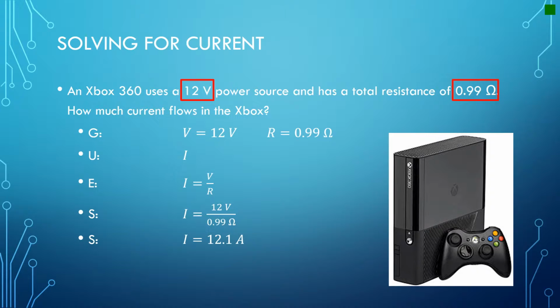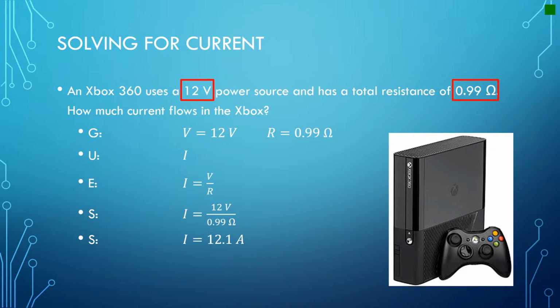For example, number one, we're solving for current. An Xbox 360 uses a 12-volt power source and has a total resistance of 0.99 ohms. How much current flows in the Xbox? As usual, let's start by finding our known information in the problem. It says we have 12 volts for the voltage and 0.99 ohms is the resistance. Let's write that down as our given information. 12 volts is the voltage, 0.99 ohms is the resistance.